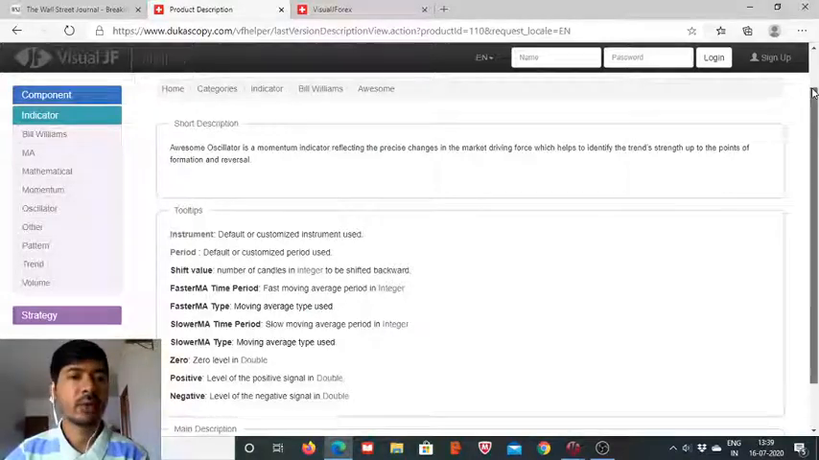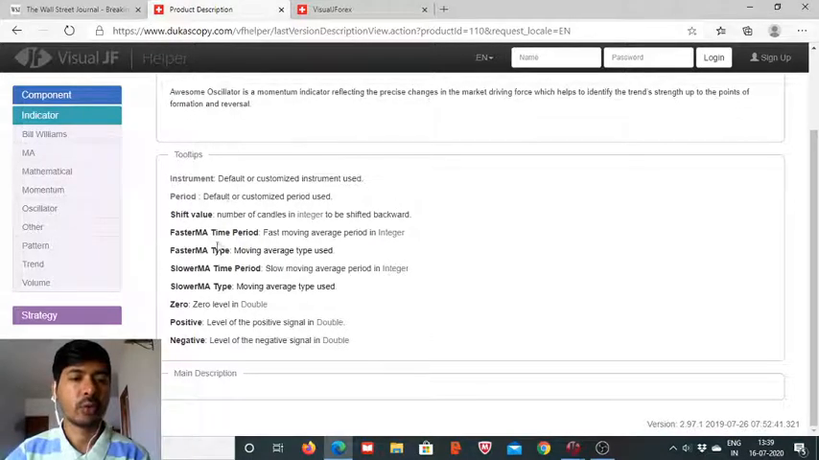So here the tooltip is given. You can go through these basic parameters, the input and the output parameters. We have to define all these parameters whenever we are going to customize the indicator as per our requirement. So you have these input fields where you have to define the instrument, the period value, the shift value, faster MA type, time period, the slower MA time period, and the slower MA type. The outputs are 0, positive, and negative.